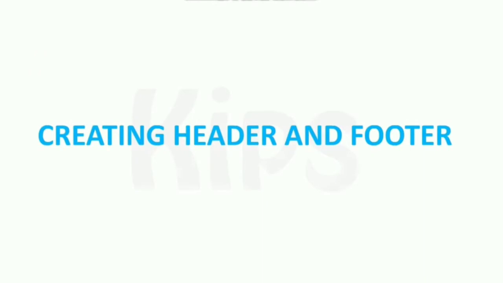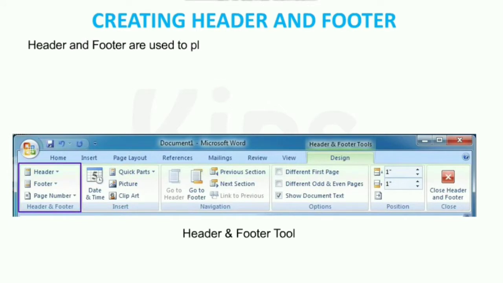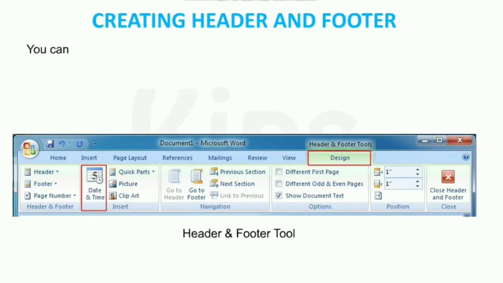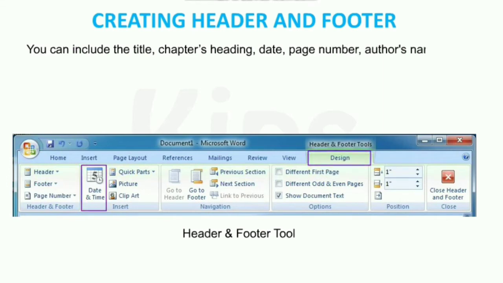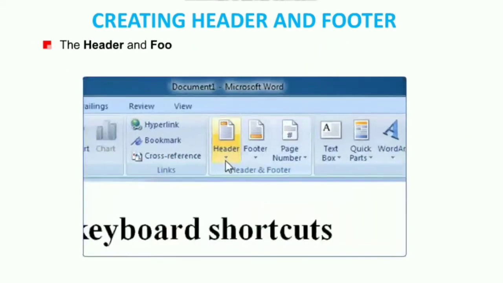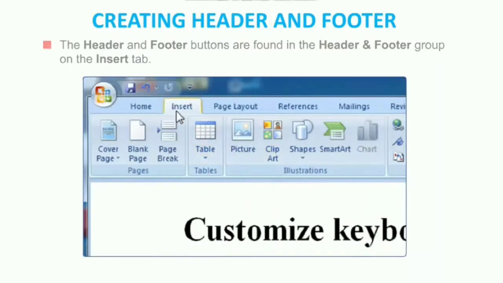Students, let us learn how to create header and footer. Header and footer are used to place important information on top and at the bottom of every page respectively. You can include the title, chapter's heading, date, page number, author's name, etc. in this section. The header and footer buttons are found in the Header and Footer group on the Insert tab.